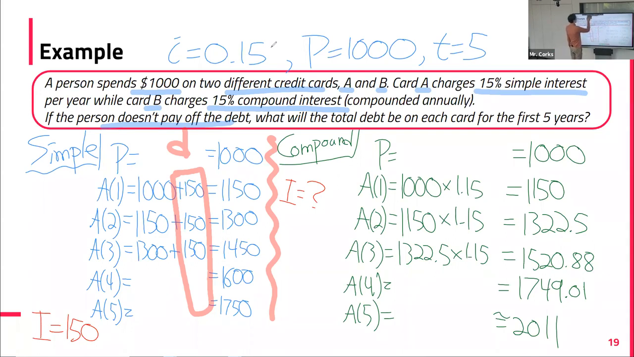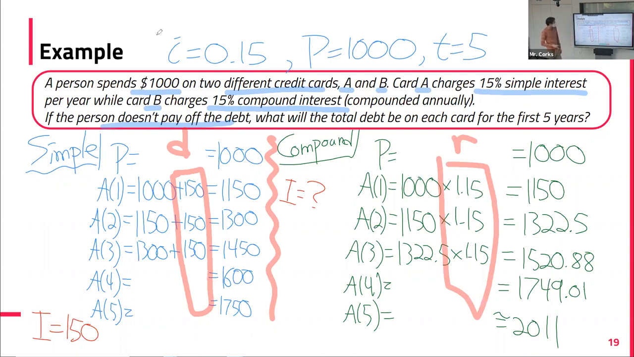So what kind of sequence does this resemble? Compound interest. Geometric. So this is the R value here. We are multiplying by the same thing each time.